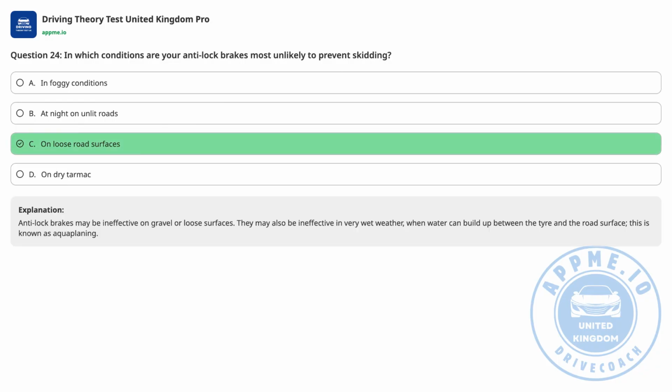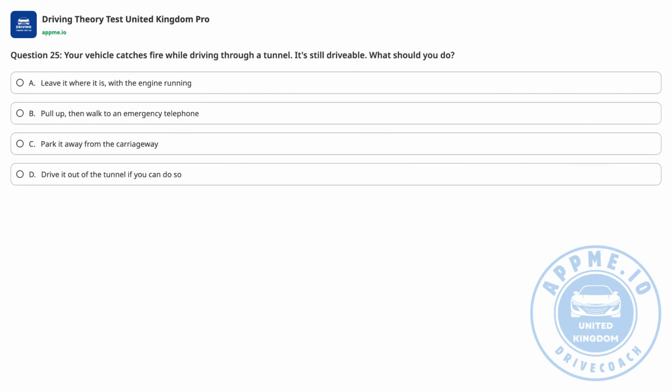The correct answer is C. Question 25. Your vehicle catches fire while driving through a tunnel. It's still drivable. What should you do? A. Leave it where it is, with the engine running. B. Pull up, then walk to an emergency telephone. C. Park it away from the carriageway. D. Drive it out of the tunnel if you can do so.